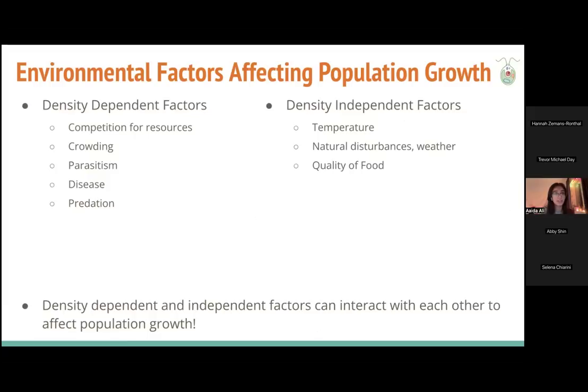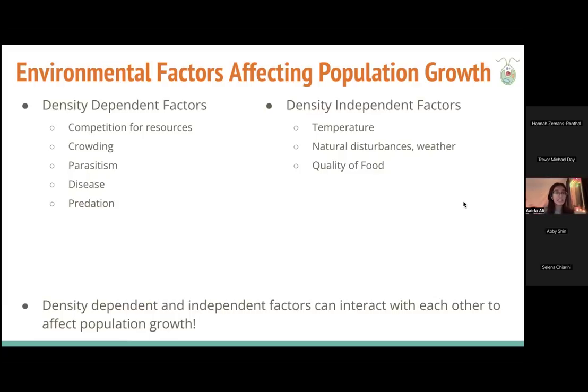we have environmental factors affecting population growth. Environmental factors can be split up into two different categories: density dependent and density independent factors. Density dependent factors are factors whose impact on population growth changes depending on how many of those individuals are close together or far apart. That includes things like competition for resources, crowding, parasitism, disease, and predation.